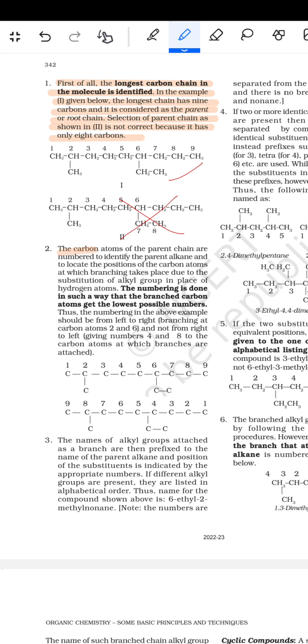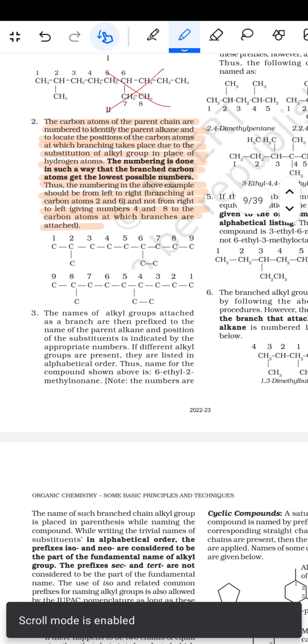दूसरा कि the carbon atoms of the parent chain are numbered to identify the parent alkane and to locate the position of the carbon atoms at which the branching takes place due to the substitution of the alkyl group in the place of the hydrogen atom. The numbering is done in such a way that the branched carbon atoms get the lowest possible number. Thus the numbering in the above example should be from left to right, branching at carbons 2 and 6, and not from right to left, giving numbers 4 and 8 to the carbon atoms at which the branches are attached. तो ये हो गया और ये हो गया.